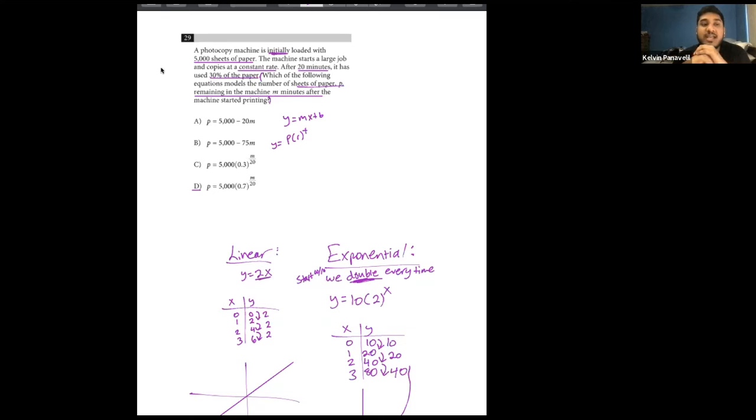And here's another thing. If you're changing by the same amount, let's say by the same number, it's linear. If you're changing by the same percent every time, it's exponential. That's another thing you want to keep in mind.